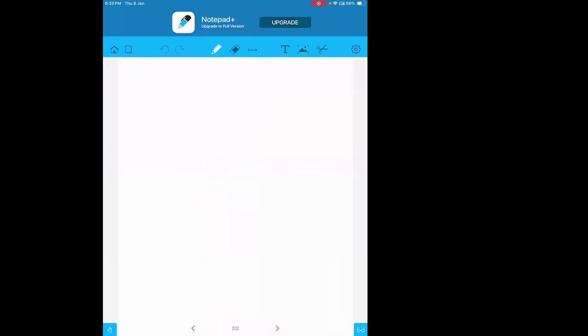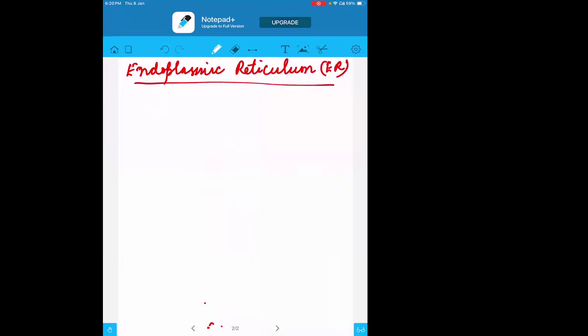The first one we are going to discuss is the endoplasmic reticulum, which is also known as the ER. When we talk about this ER, it is basically a network of membranes present in the cytoplasm. So in the cytoplasm, this endoplasmic reticulum will be present all around.